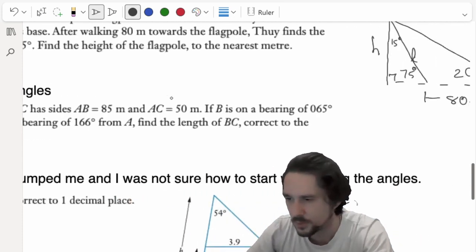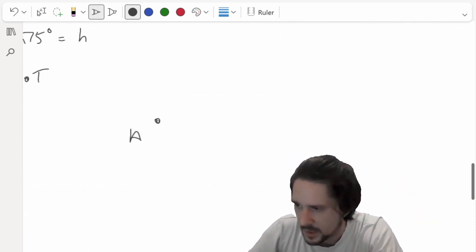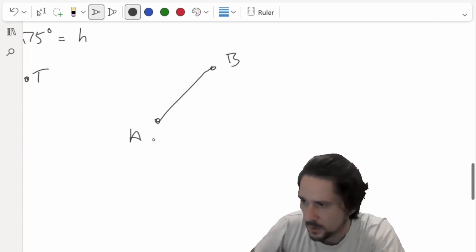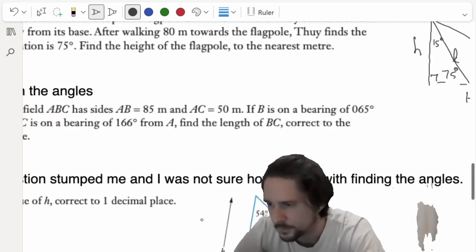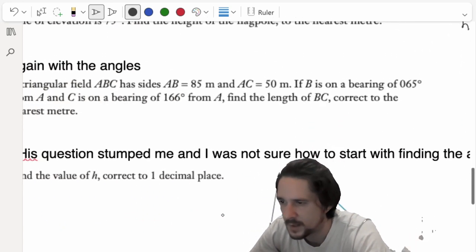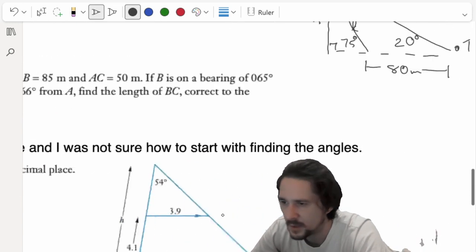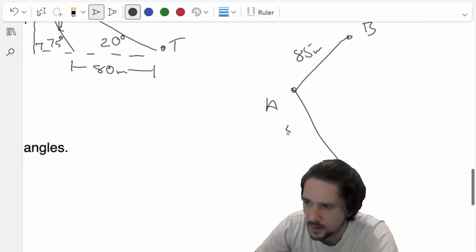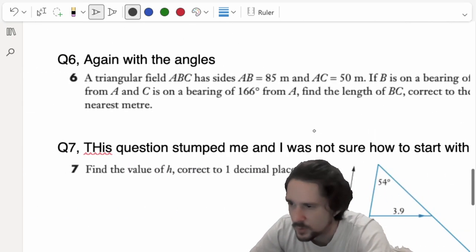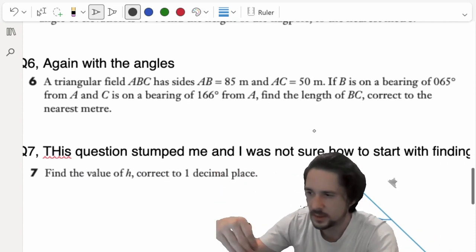Okay, so let me draw this in. So let's say A, and then we'll put B up here, and we'll put C down here. We don't know that B and C are north-south of each other. Don't stress about that. We want to find the distance between them. We don't really care about their bearing. So AB is 85 and AC is 50. 85 meters, 50 meters, and then we have 65 and 166. Okay.